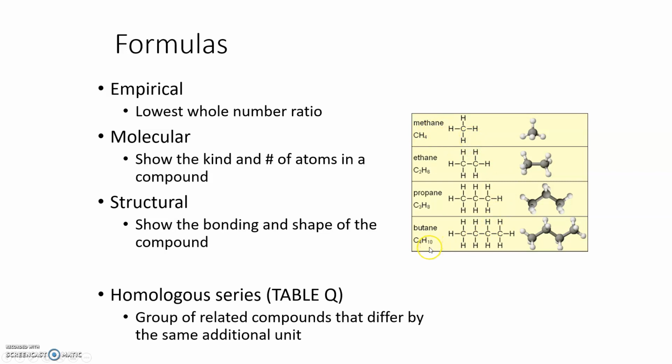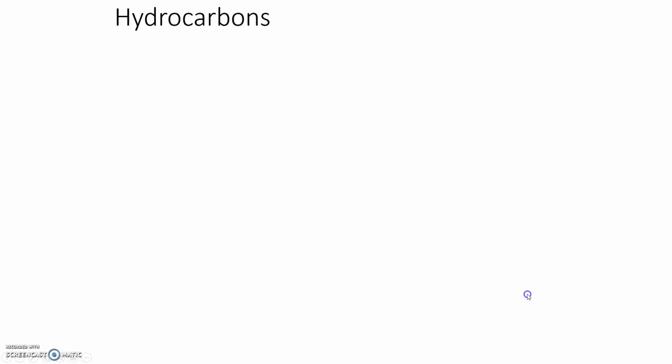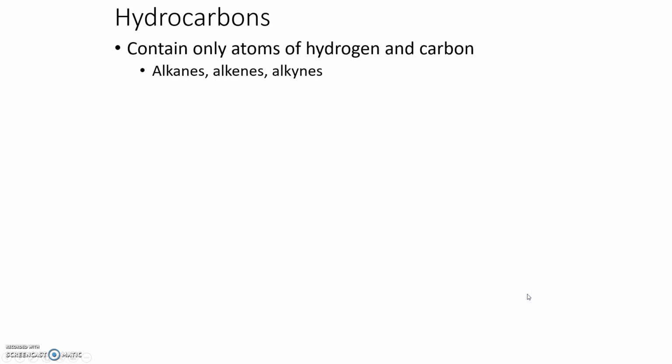If you take a look at something like butane, butane C4H10, that is the true molecular formula. If I reduced it to empirical, it would be C2H5, and the true structural formula is to the right of that. Now, if you take a look at the very bottom, it says homologous series table Q. I want to just get a look at table Q with you for a moment.